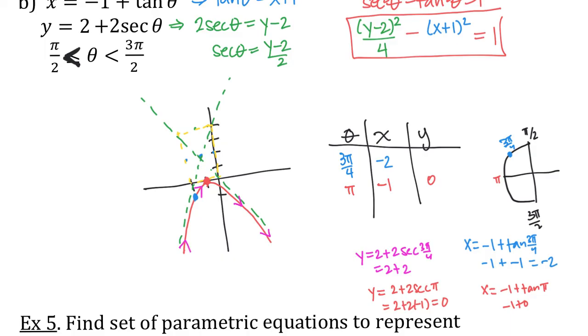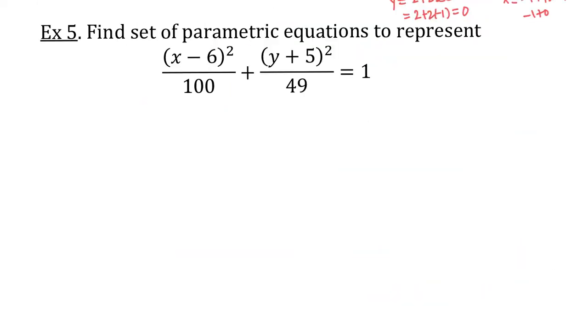Okay, and just like I did, you kind of just guess and check until you find convenient numbers that help you track what you need to do. Okay, last example, which won't be a bad one. This says find a set of parametric equations to represent this equation. Because I'm going to introduce the parameter of an angle, I'm going to use one of those trig identities.